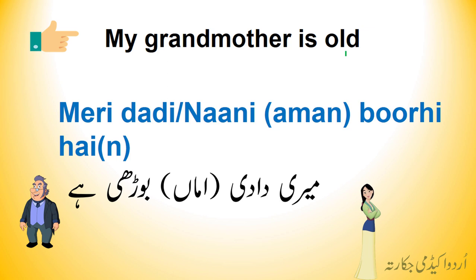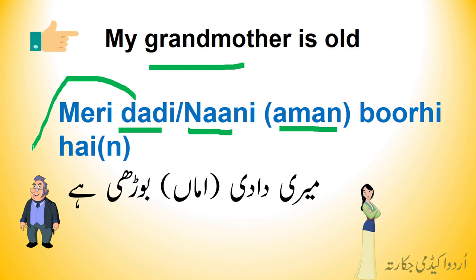My grandmother is old. Meri dadi aur nani amma boodi hain. In this sentence, we will learn dadi, nani and amma. So if your grandmother is from your father's family, then you will call her dadi, dadi. But if your grandmother is from your mother's family, you will call her nani, nani. Okay. Now here, amma, what is amma? We use amma with dadi and nani to give them respect.